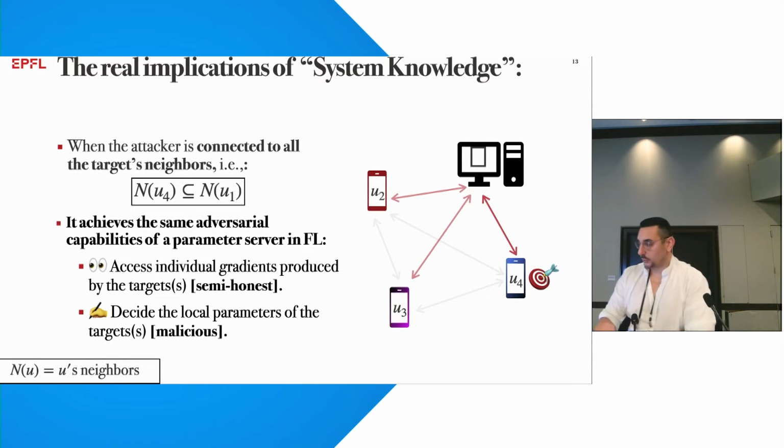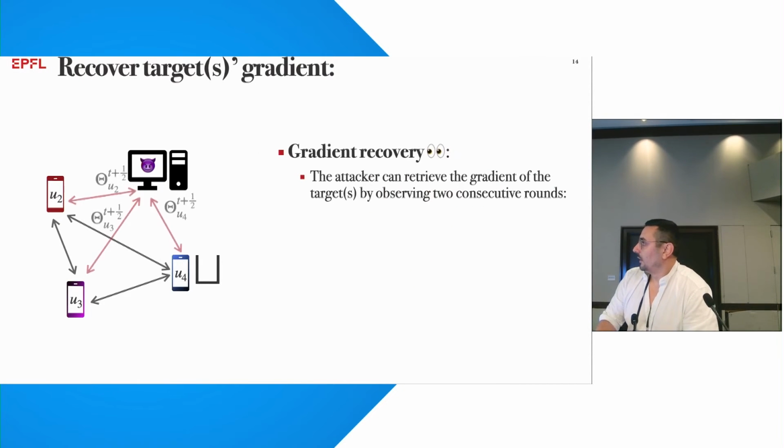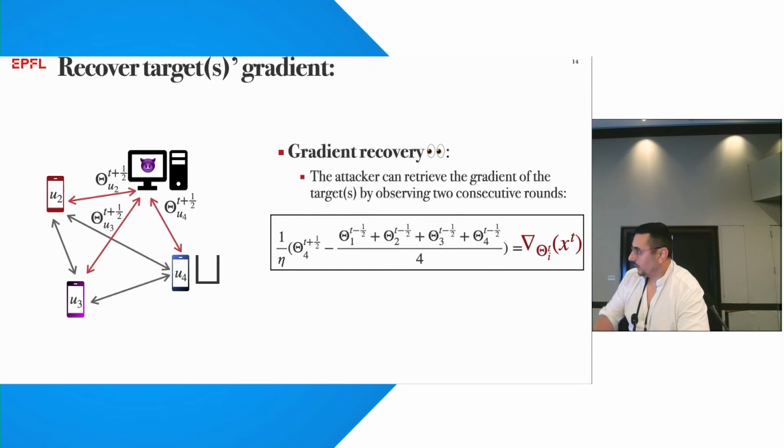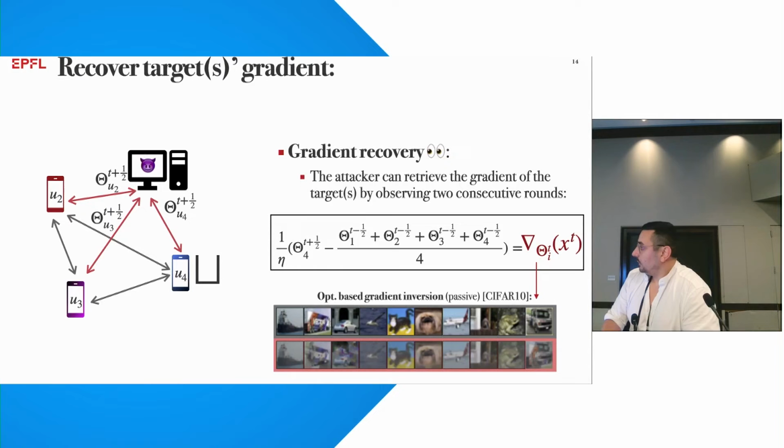In order to show that, we introduced two new attacks. The first attack is simply called gradient recovery, and we show that if the attacker is able to access the model updates of the neighbors of the target for two consecutive rounds, we can use this information in order to extract the gradient that the target user used to create the model update, which is private information. And once we have the gradient, we can use it as input for a gradient inversion attack, and the attacker can recover part of the local training set of a user, breaching the privacy of the user, of course.